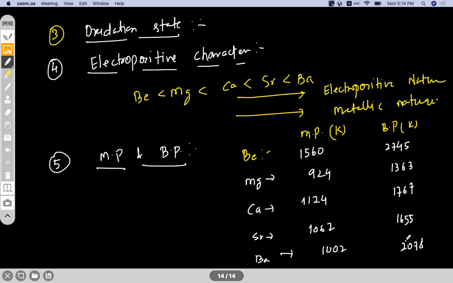Obviously these values you don't have to memorize, but the melting and boiling point order is important here. Beryllium has the maximum, and then we have barium. Okay, after beryllium, we have barium. These two things you must remember. Copy this down.